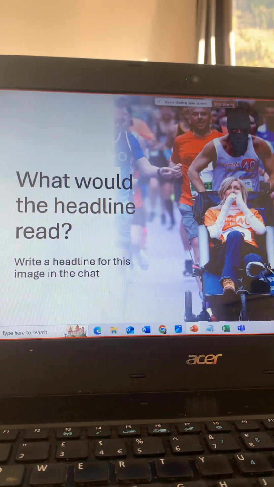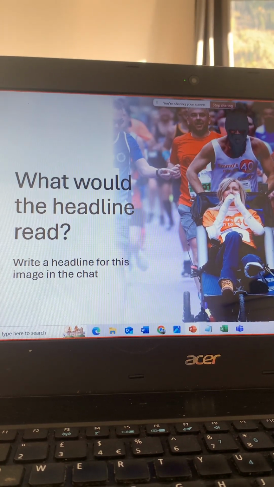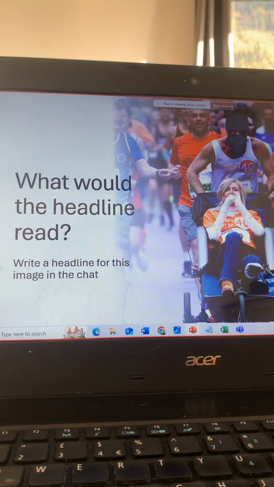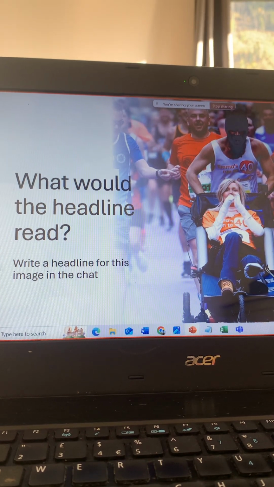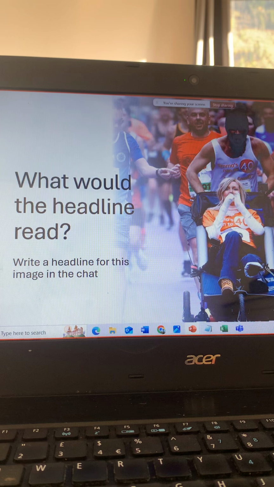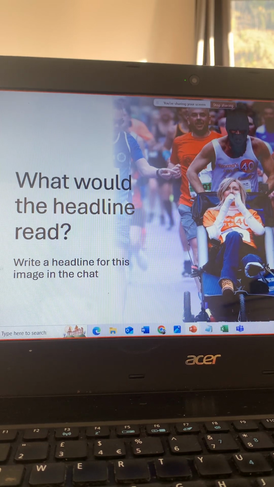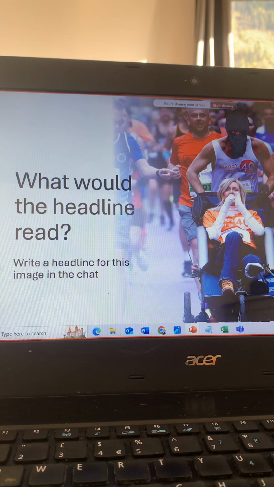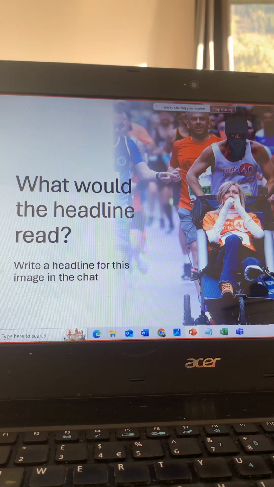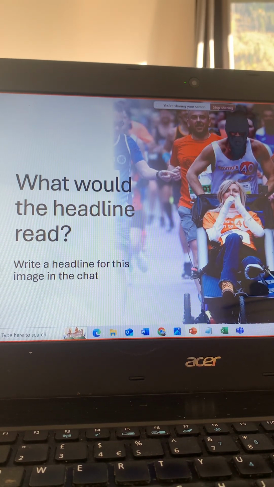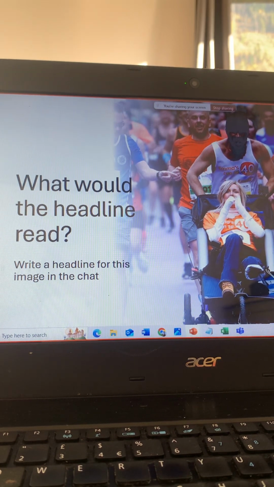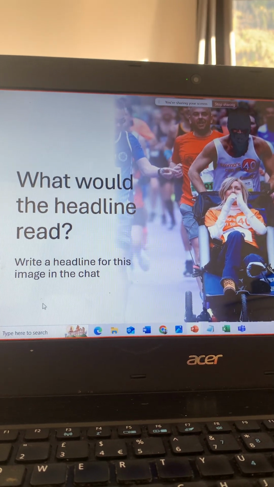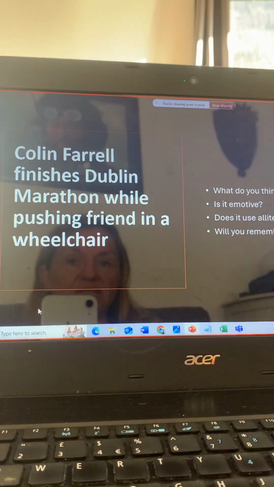Lovely, well done. So you've noticed that it says Emma on his top and the number 40. Good. Okay, you've noticed that she's missing a leg. Yeah. Where do you think this might be happening? London? Okay. America? Okay, interesting. Okay, well those are some really good ideas for headlines.